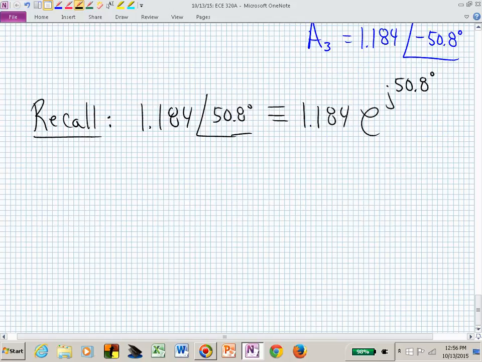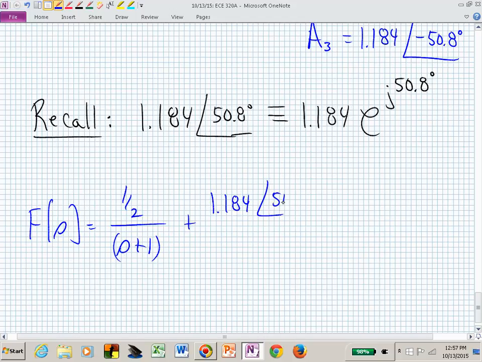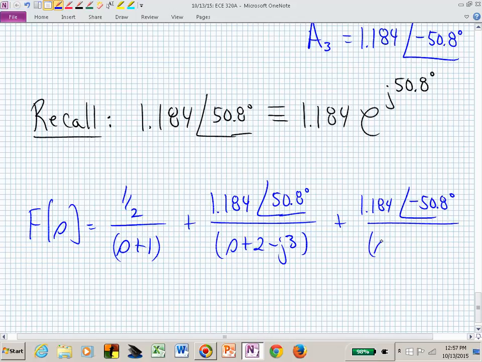Now we have our partial fraction expansion coefficients. We have 1/2 sitting on top of the s plus 1 factor, and we have 1.184 at 50.8. That was a sub 2 sitting on top of the pole factor associated with the pole in the second quadrant, which was s plus 2 minus j3, plus 1.184 at minus 50.8 over s plus 2 plus j3.